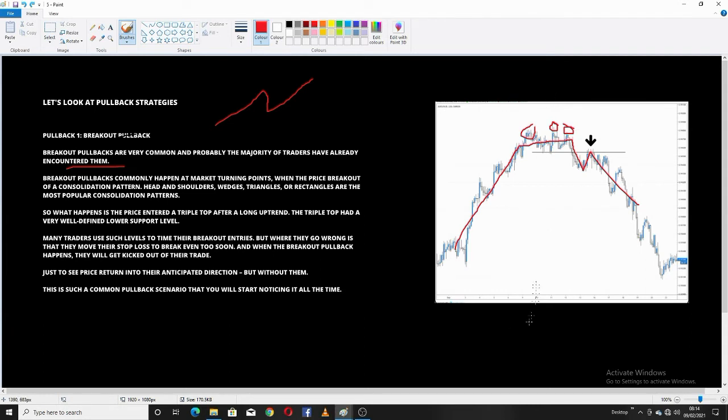That's strategy number 1. It's where a price goes up and creates a pattern, and then after breaking that pattern, it comes back and then pushes up. That's a pullback. That's a breakout pullback.